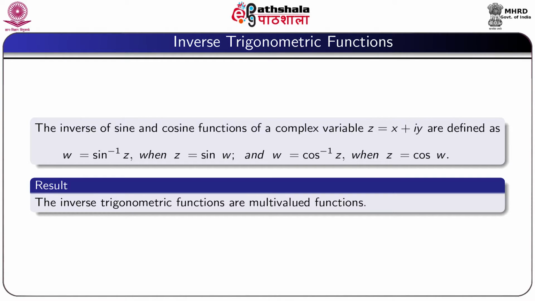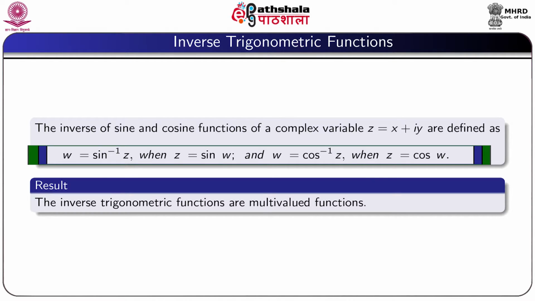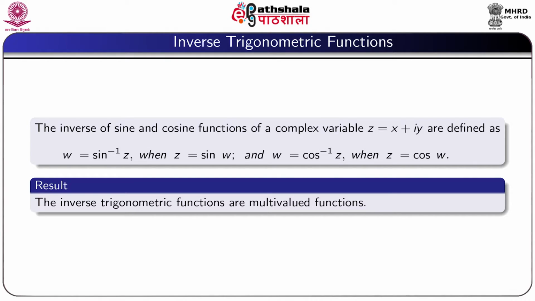So, now we define inverse trigonometric functions. The inverse of sine and cosine functions of a complex variable z equal to x plus iy are defined as w equal to sine inverse z when z equal to sine w, and w equal to cos inverse z when z equal to cos w. So, now we prove a result. The inverse trigonometric functions are multi-valued functions.